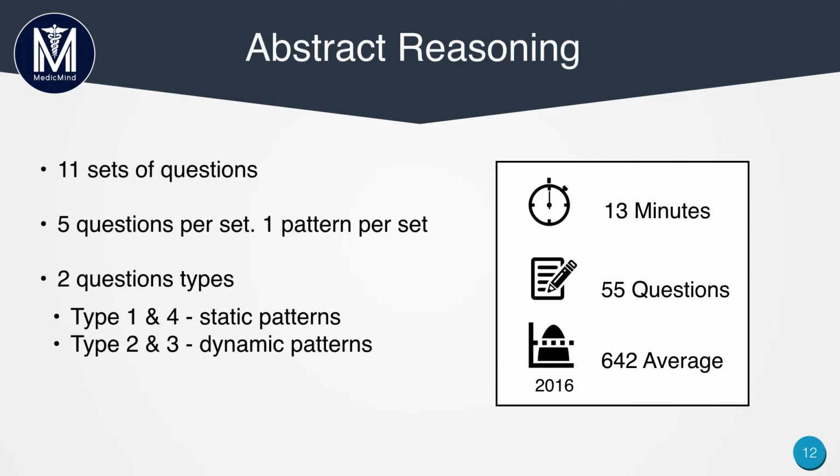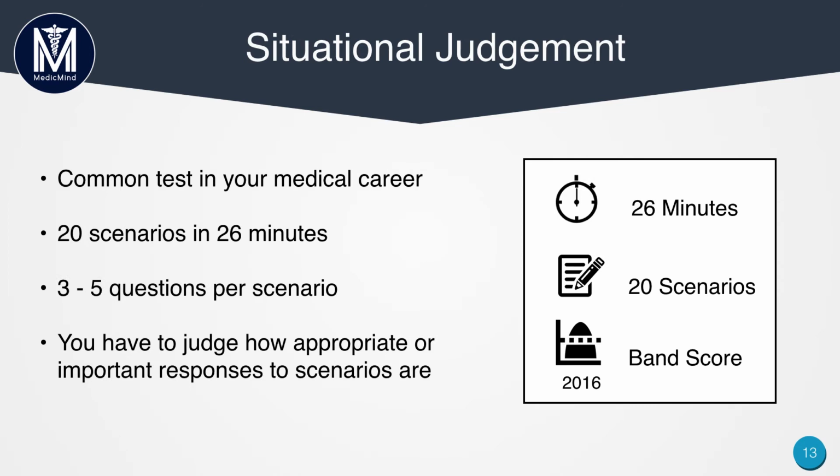We also have the situational judgment exam. This is a common test you'll sit in your medical career as well. There's 26 minutes, which compared to the other sections is plenty of time to read all the scenarios. You'll be given 20 scenarios in total, and you'll get a band score. This will be from band 1 to band 4. There will be around 3 to 5 questions per scenario, and you'll have to judge how appropriate or important responses to a scenario are.